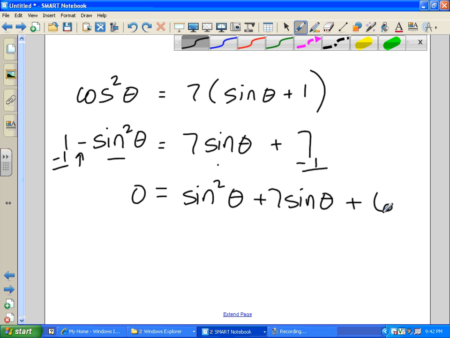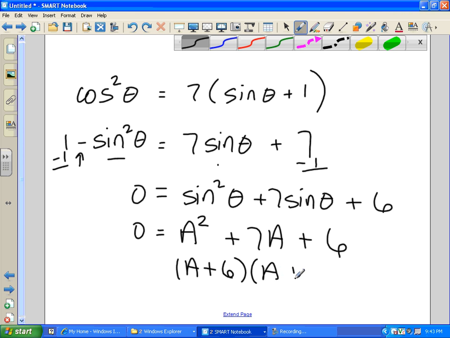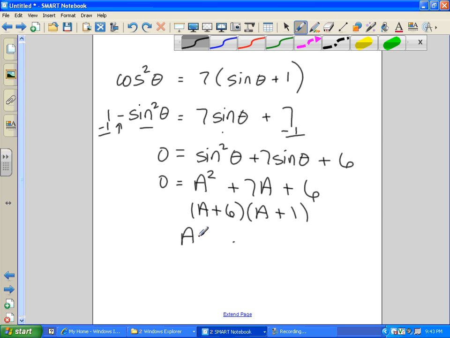And so, again, here we could switch it to an A form so that it's easy to look at and factor. So we'll let A be sine of theta. So this will be A squared plus 7A plus 6. And now factors of 6 that add to give me 7 would be 6 and 1. There again, it doesn't have a leading coefficient, so I don't have to split it. And so now we'll get A to equal negative 6 and A to equal negative 1. So recall that we let A be sine of theta. So we'll get sine of theta equals negative 6, and then sine of theta equals negative 1.